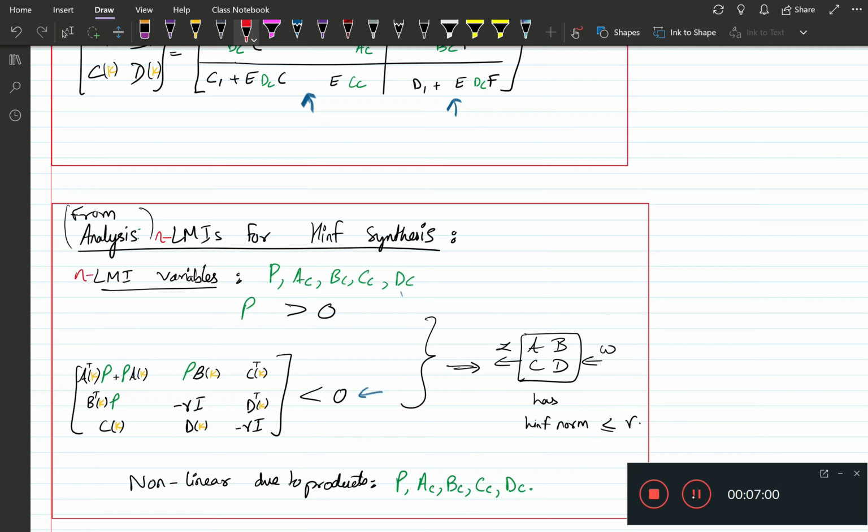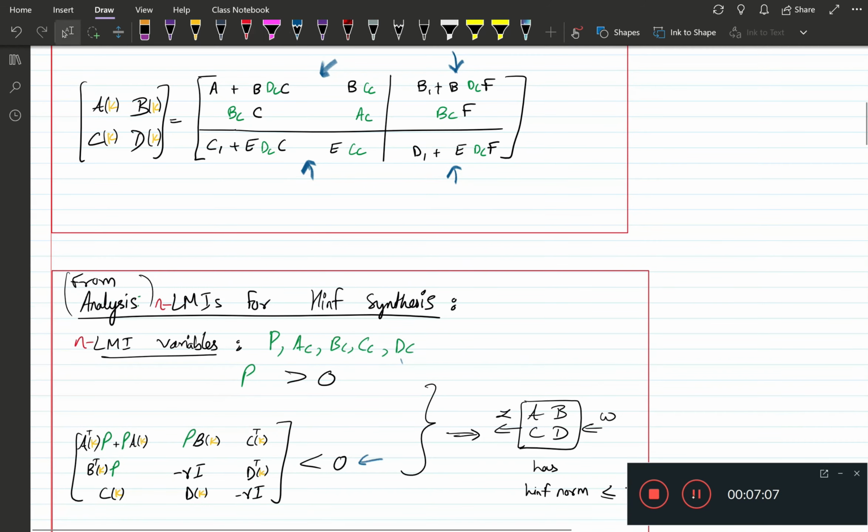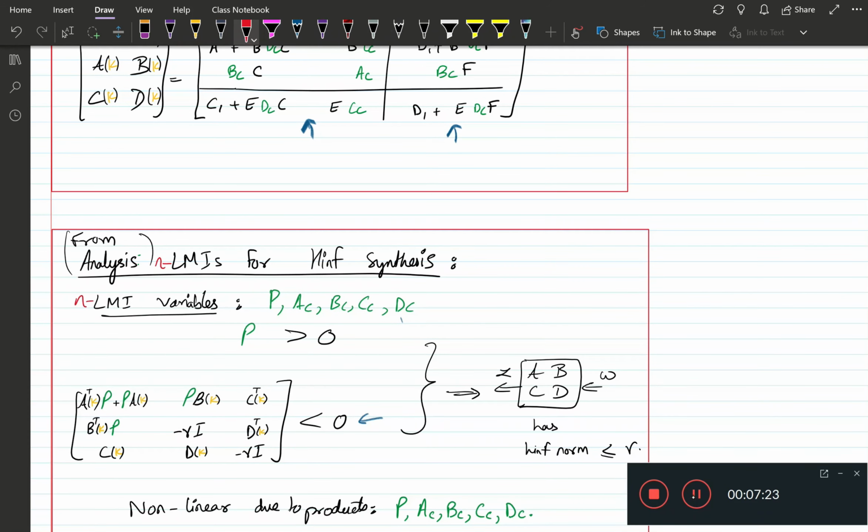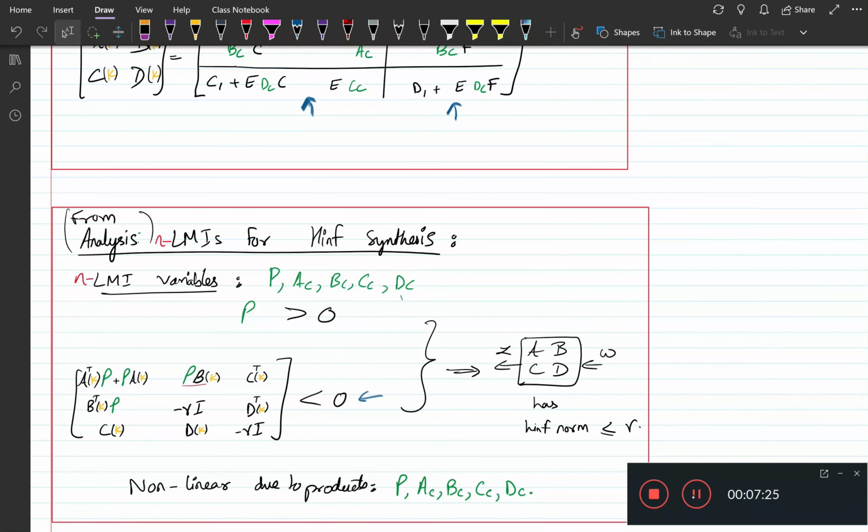So note that we have non-linearities because of these products A times P. So for example, we have A of K given by this thing here, and if we take the product of A with P, we would definitely have products with blocks of P and DC, AC, BC, and CC. So we have products here and here. So the nonlinear terms are this one and this one, which make testing this condition hard.